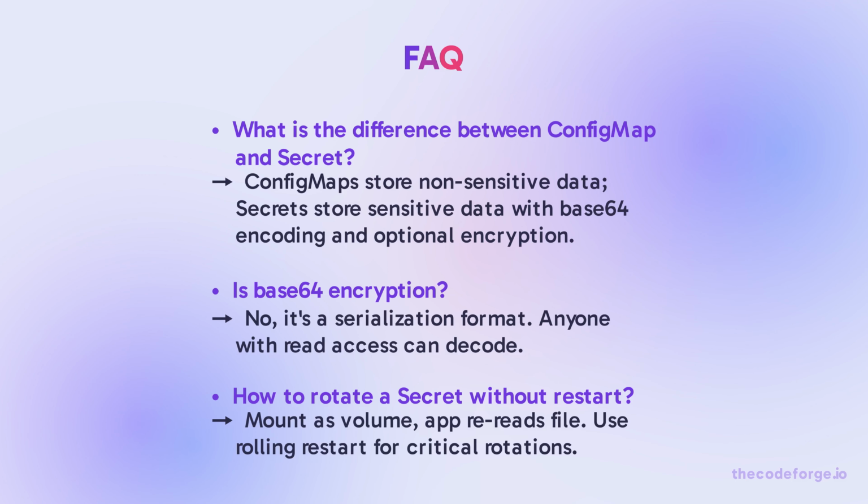And a few frequently asked questions. What is the difference between ConfigMap and Secret? ConfigMap stores non-sensitive data. Secret stores sensitive data with base64 encoding and optional encryption. Is base64 encryption? No, it's a serialization format. Anyone with read access can decode. How to rotate a secret without restart? Mount as volume, app rereads file. Use rolling restart for critical rotations.